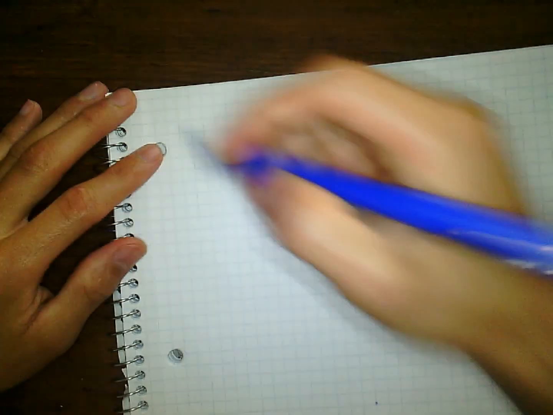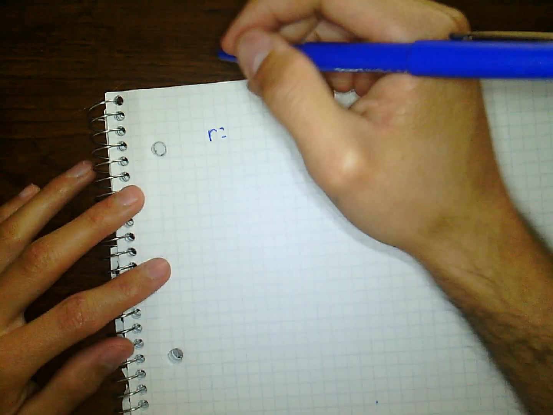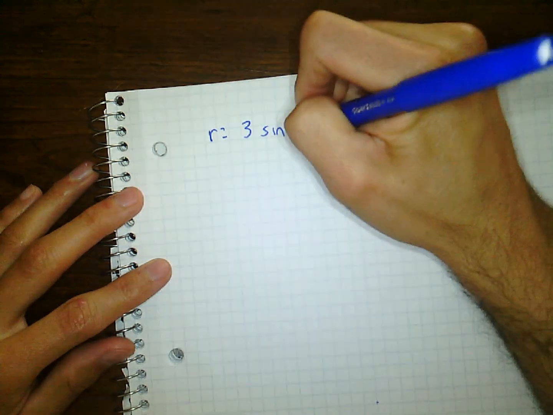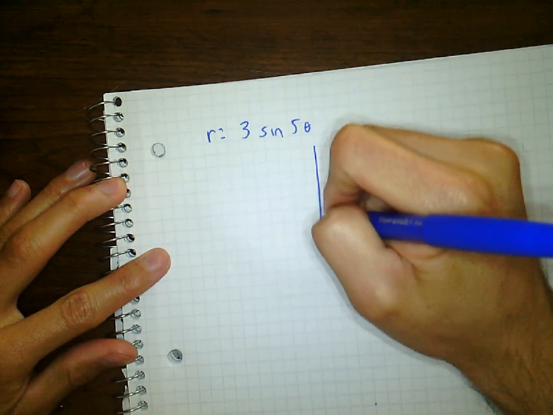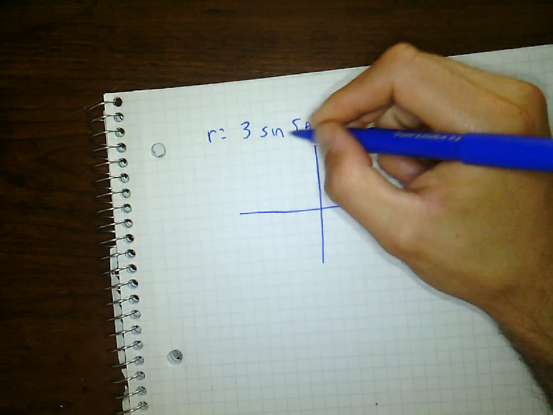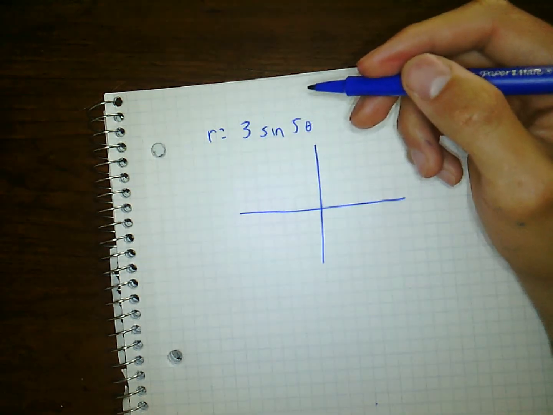Okay, so let's say that you have r equals 3 sine of 5 theta. Once again, we're going to try to sketch this out. We know that the petals are 5 because that's odd, and the length is going to be 3. Now, I don't want to be guessing as to where it is, so here's what I know.